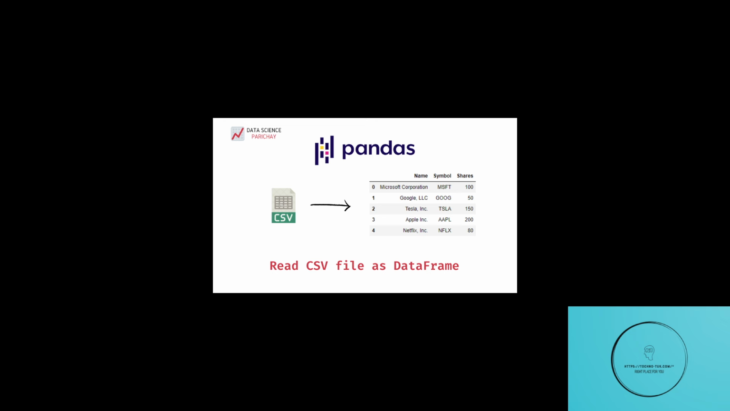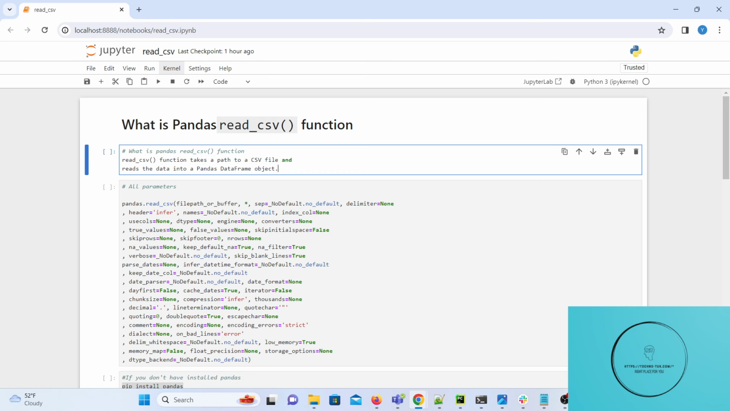Let's start with the actual part and with our action plan. What is the read CSV function in pandas? That is the function we use if we want to read CSV files. CSV format is one of the famous formats in which a lot of teams and companies store their information. For that reason, this function is really famous and useful.